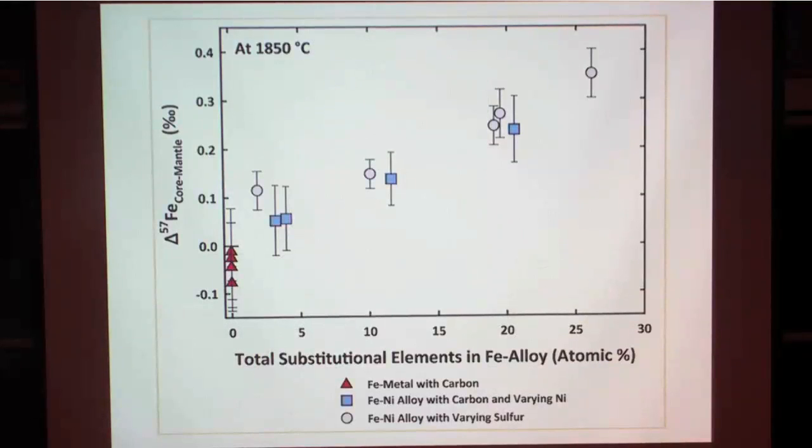And so we did experiments. So these are the ones I showed you earlier with the sulfur, right? The gray ones. Except this time, we're looking at atomic percent. The last plot was weight percent. So these are the total substitutional elements. Okay, so here we did experiments with carbon, which is not substitutional, and we find there's no fractionation between the metal and the silicate. With the sulfur, we found there was, and then we did it with nickel, these blue squares, and we find that again there is this fractionation. Okay, so the point of me showing you this is to prove to you that composition can also have a large effect on isotope fractionation.